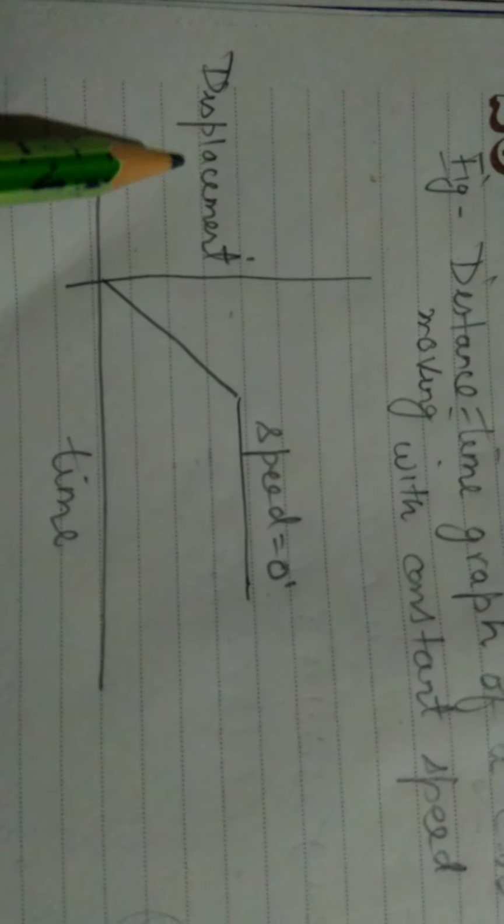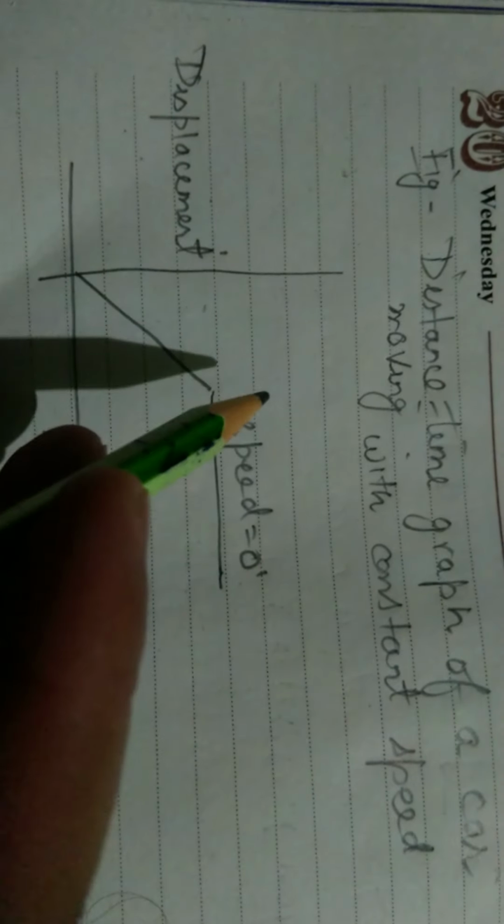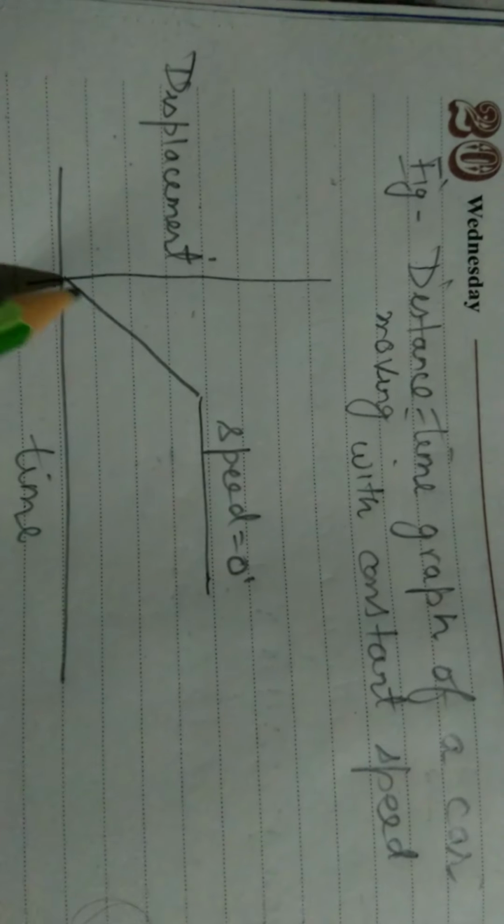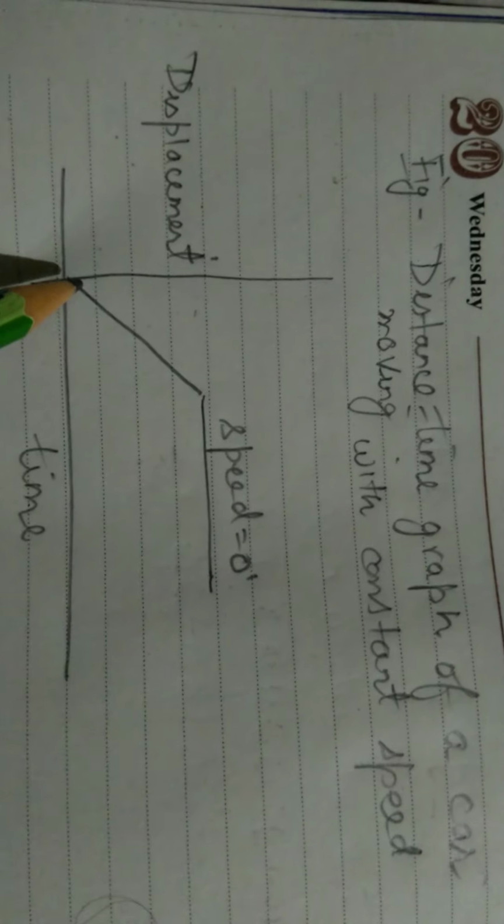Now I am showing you a different graph. I have written displacement here, which is nearly equal to distance, so no worries about that. On this axis I have shown time. This part is similar to the graph that I showed you before, so here we can say that the speed is constant.